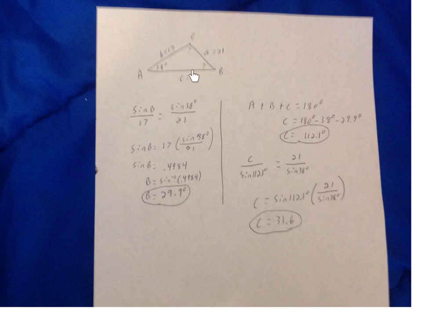And the last thing is to find this side here, so C over the sine of this angle, 112.1 degrees, will equal, and then we can use this known ratio here, 21 over the sine of 38. Multiply each side by sine 112.1 degrees. Put it in my calculator, and I have the answer.